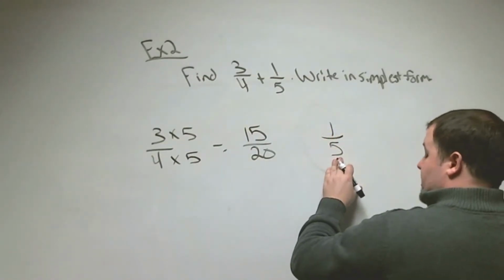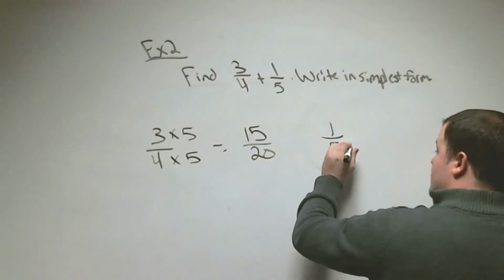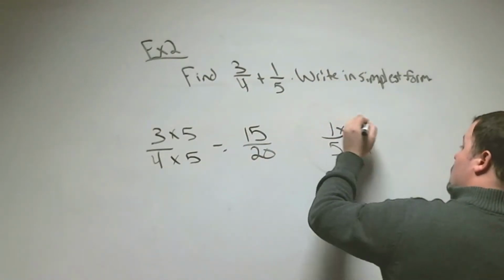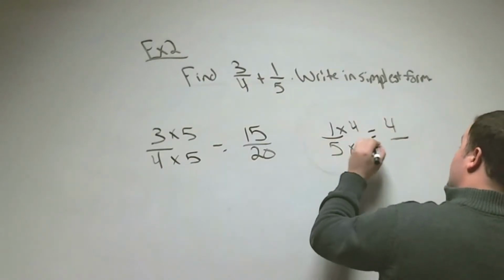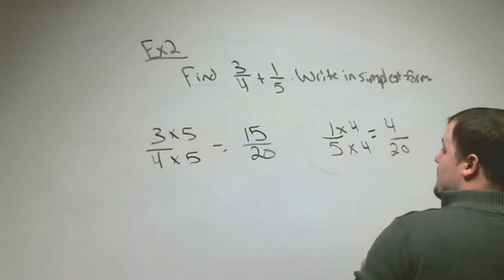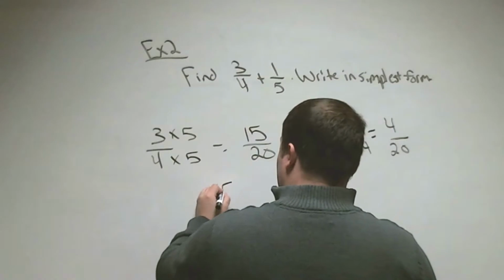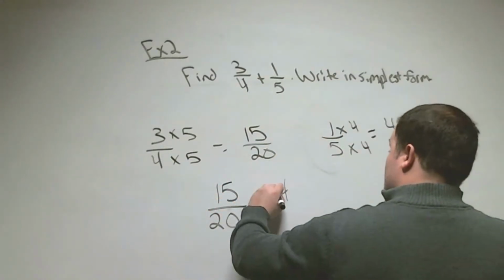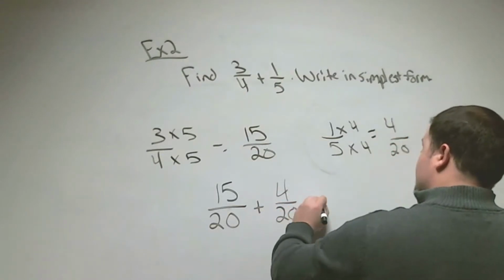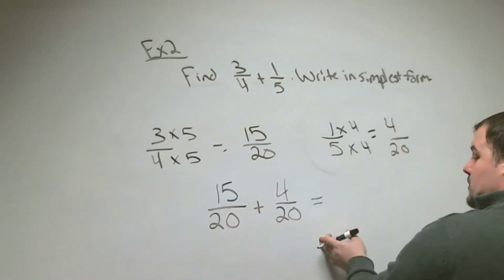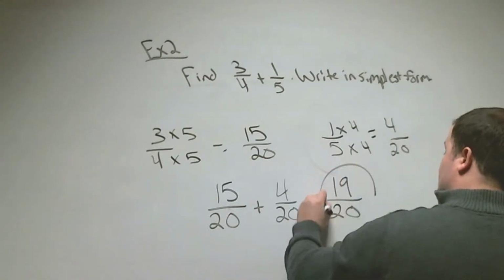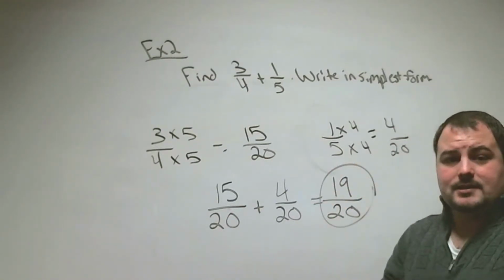1/5, I know I'm changing a 5 to 20 as well, so 5 times 4 changes it to 20. 1 times 4, that's 4. 5 times 4, that's 20. So the problem I'm really looking at is 15/20 plus 4/20. Well, if I have 15 out of 20 plus 4 out of 20, then I really have 19 out of 20, and that's my final answer.